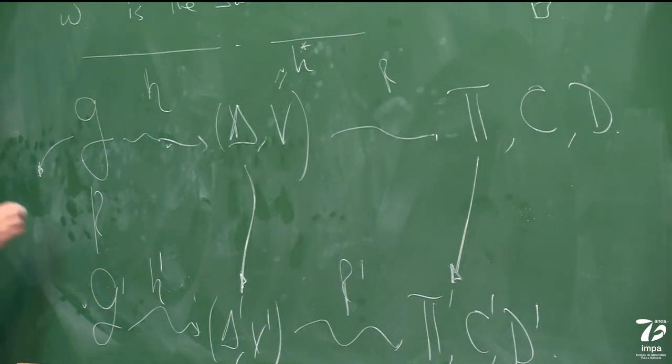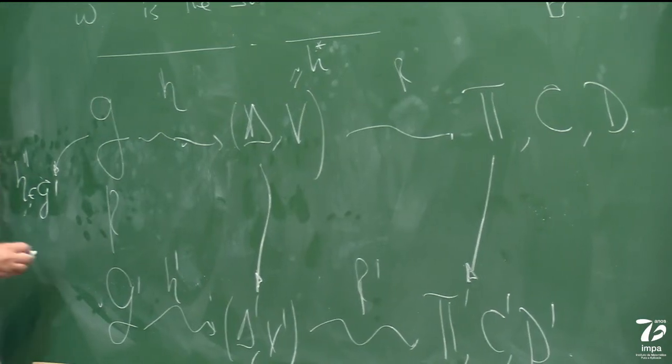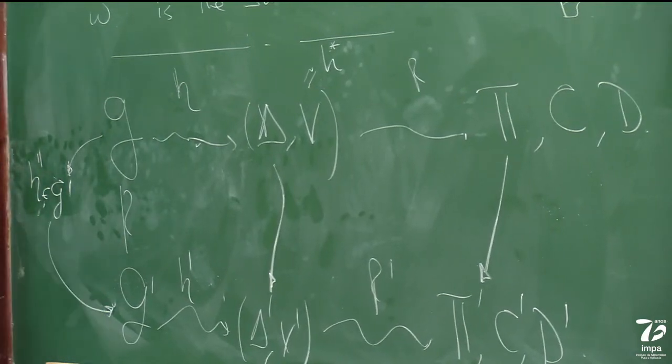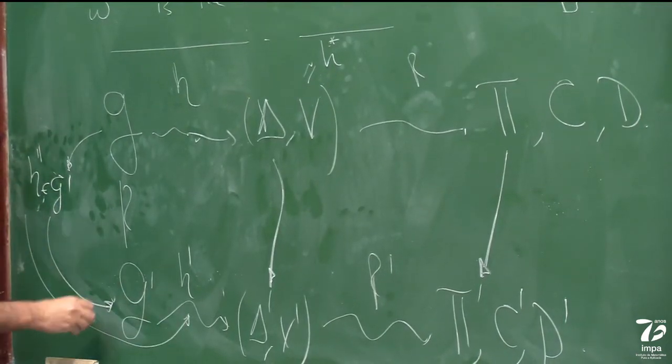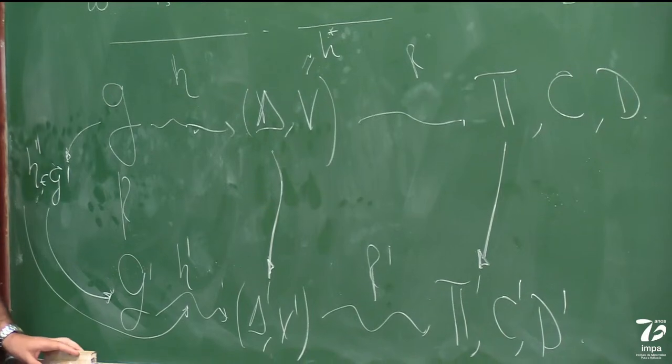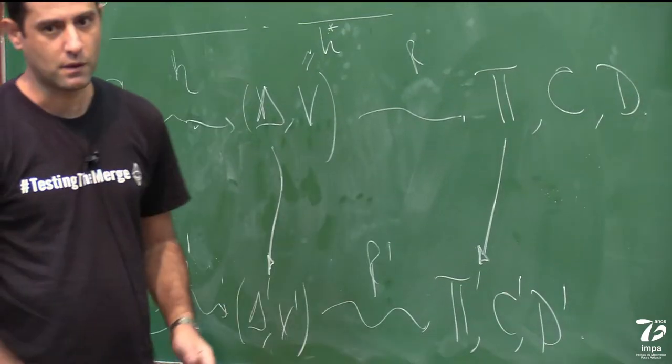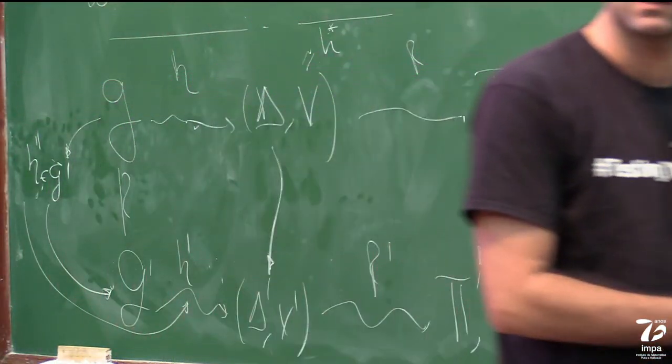If you give me an isomorphism, then that isomorphism sends h to some other h double prime inside of g prime. And there exists an automorphism of g prime now that sends h double prime to h prime. So the composition of these two is just what you want. That's it. Okay, so that's it.